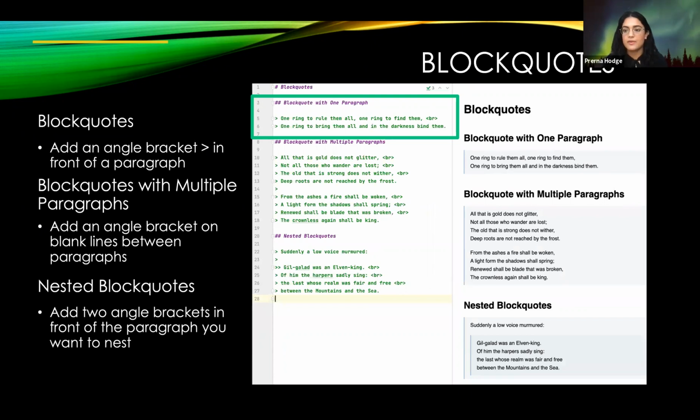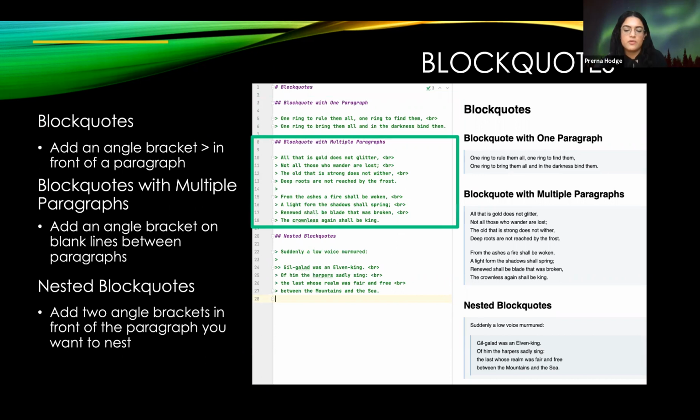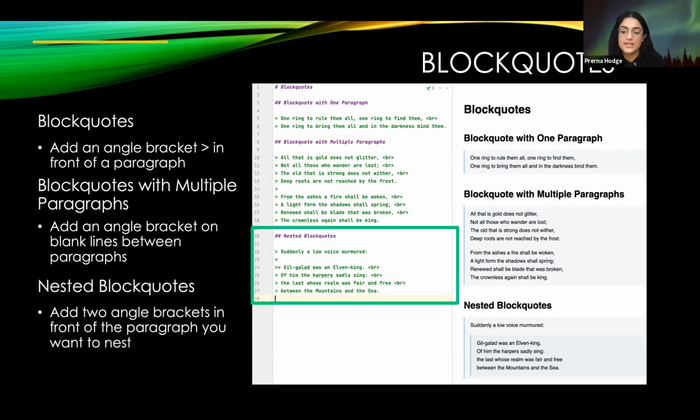Okay, now we have block quotes. So this is just if you have a block of text that you want to be separated, or quote, of course, separated from the rest of the file. You just start each line that you want to be in the block quote with an angle bracket. And then if you want multiple paragraphs, you just put a blank line in between paragraphs with 1 angle bracket. And then for nested block quotes, so this is just going to be a block quote within a block quote. That's just going to be start the second quote with 2 angle brackets, and then it'll nest it as you see on the right-hand side.